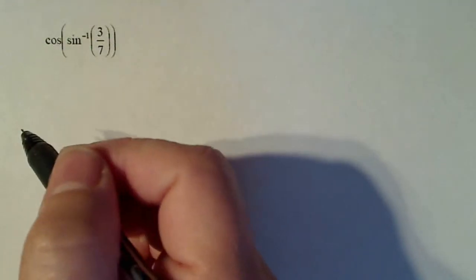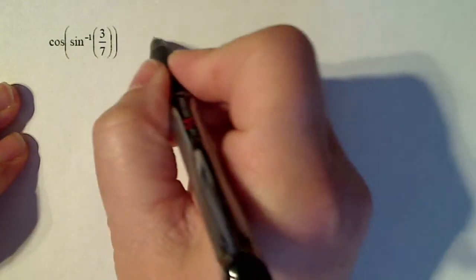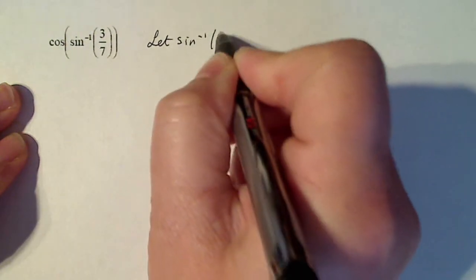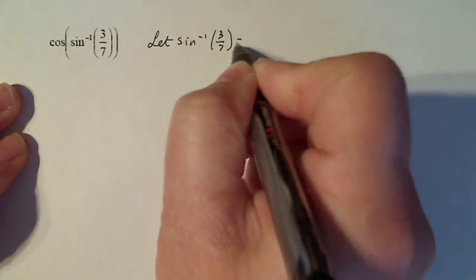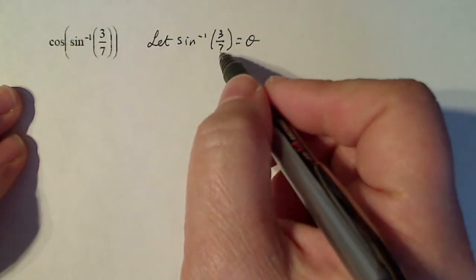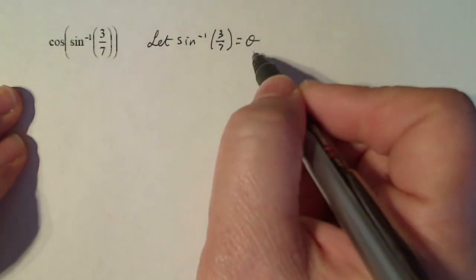Now this is a problem that's a little interesting, and you have to think about it using tools that you have, but in a particular order. All right, so in doing this problem, I'm going to say right away, let the inside part, sine inverse of 3/7, be some angle theta, which we already know. The result of an inverse trig function with an input is always an angle theta.